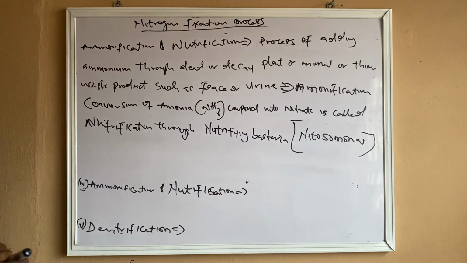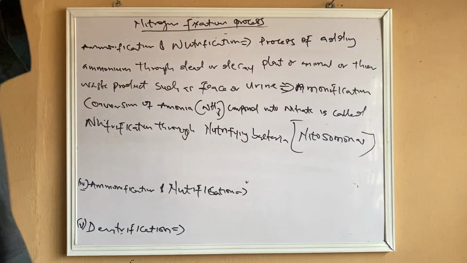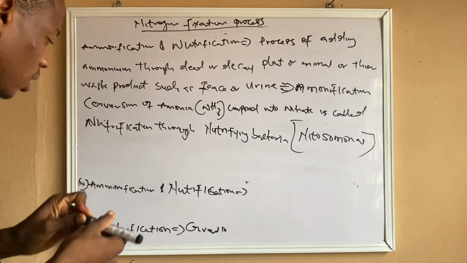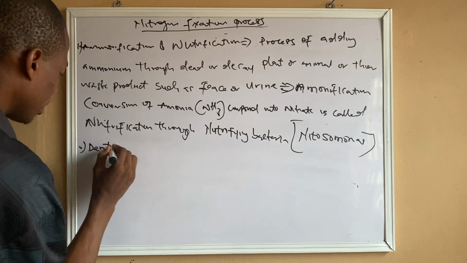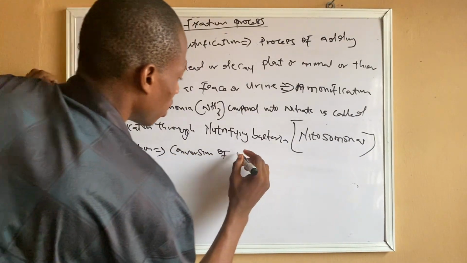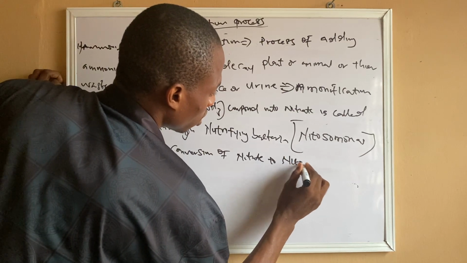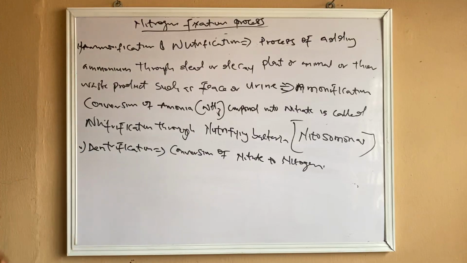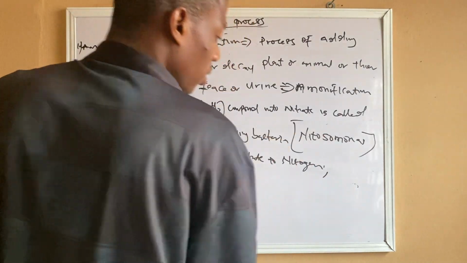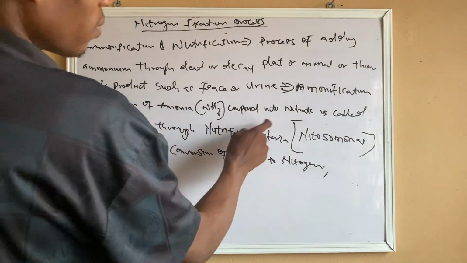And the last one we have in here is denitrification. What is denitrification? Don't forget that denitrification is the only process by which nitrogen is removed from the soil through the water back to the atmosphere. This is the conversion of nitrate to nitrogen. Though it is true we can use electrical discharge here as well, because the conversion will take place once we have electrical discharge, such as lightning or explosive. Then this nitrate that is formed is converted to nitrogen.